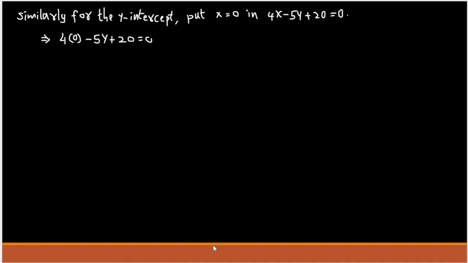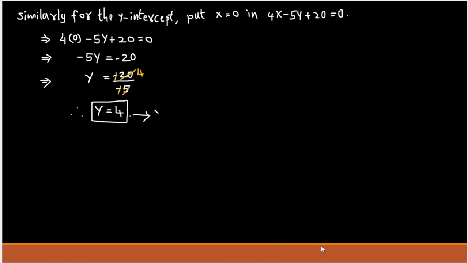Similarly, for the y-intercept, put x is equal to 0 in the given equation. So we get 4 of 0 minus 5y plus 20 is equal to 0. Here minus 5y is equal to minus 20. That implies y is equal to minus 20 by minus 5. Minus gets cancelled and 5 fours are 20. So therefore y is equal to 4, and this is the y-intercept of the given line.